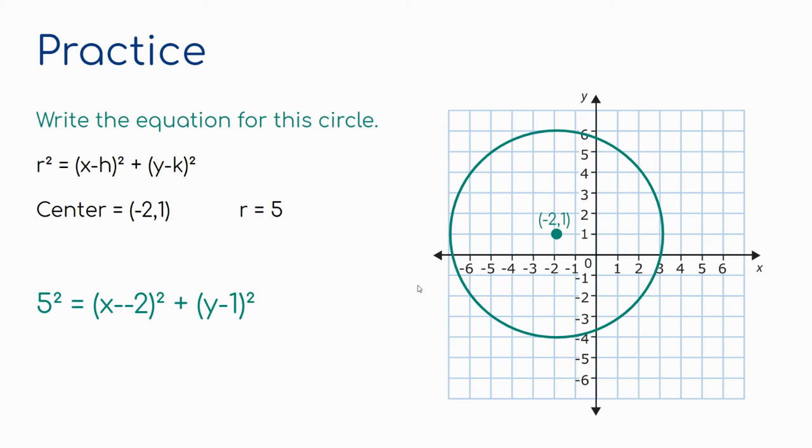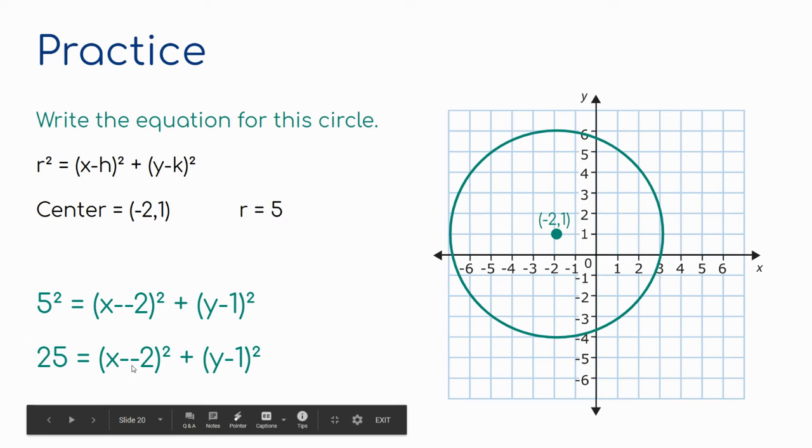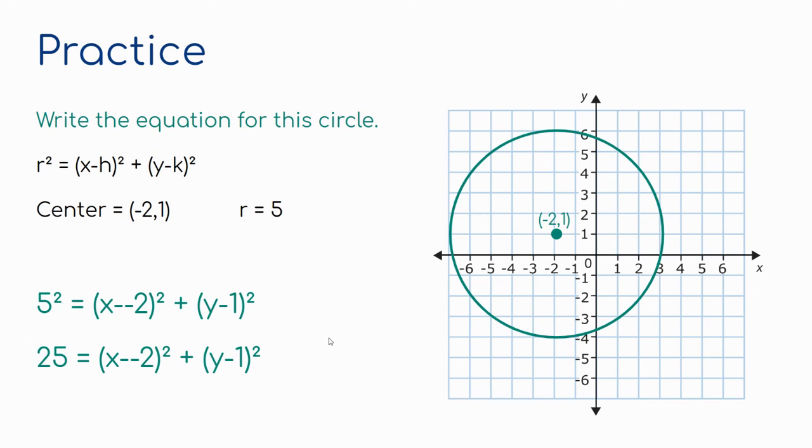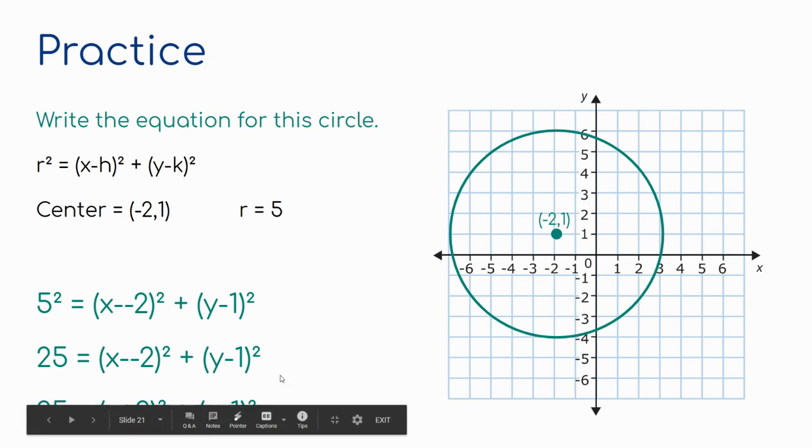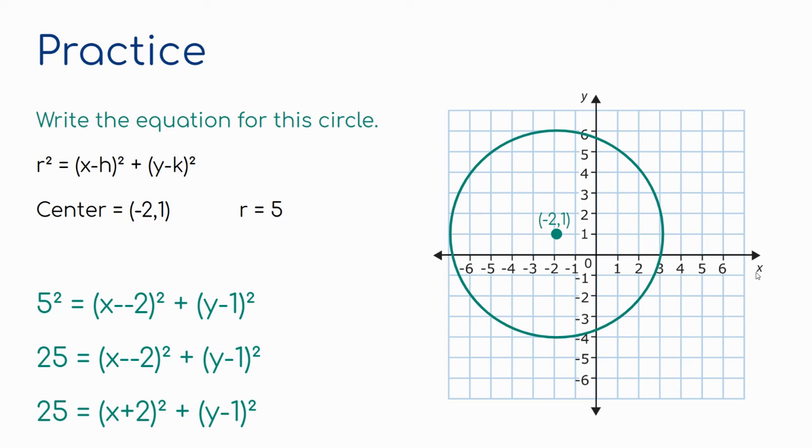All right, so we're going to simplify. 5 squared is 25. And now this is not proper. So minus a negative, we can't leave it like that. So minus a negative always changes to a positive. So my final equation is 25 equals x plus 2 squared plus y minus 1 squared. So if my coordinate is negative, see how my x is a negative 2, I'm going to end up with a plus. So it's going to be the opposite. If my coordinate is positive, like this positive 1, I'm going to end up with a negative. All right, so that's a little bit tricky. So make sure you do it one step at a time. Write down your equation, find your center, find your radius, plug them in, and then simplify.